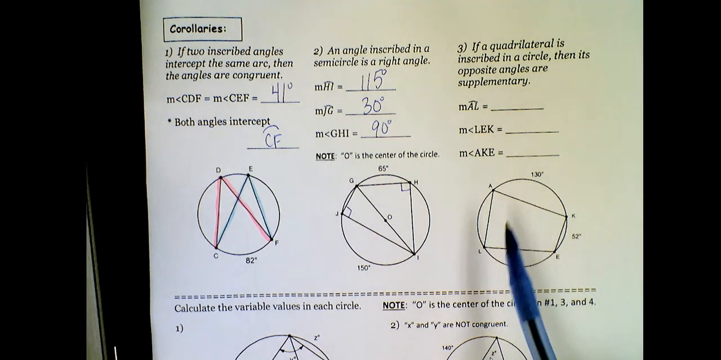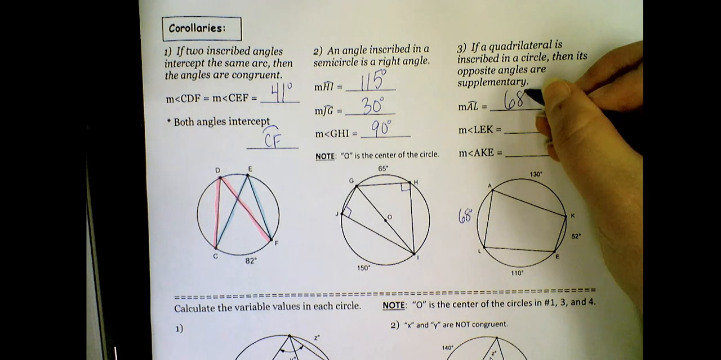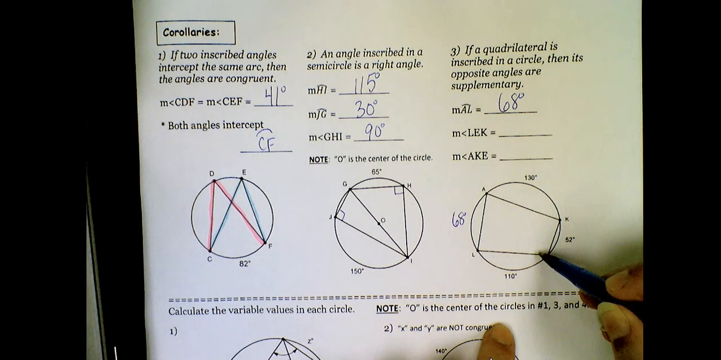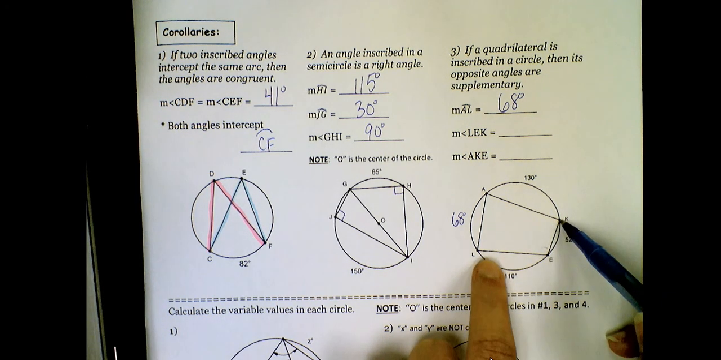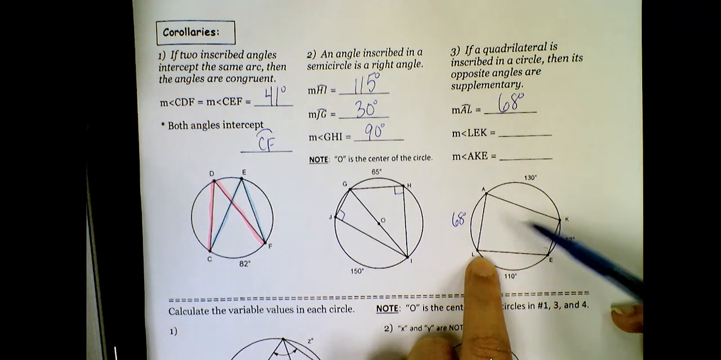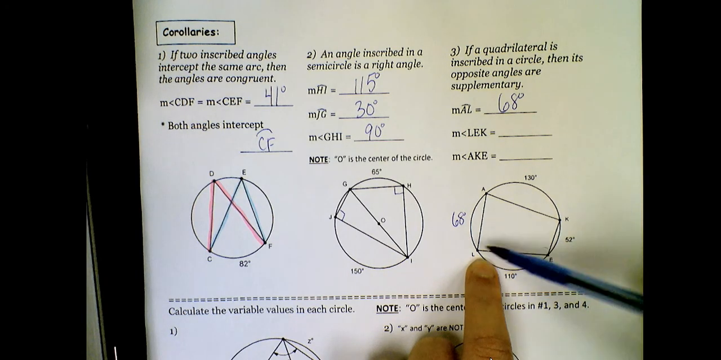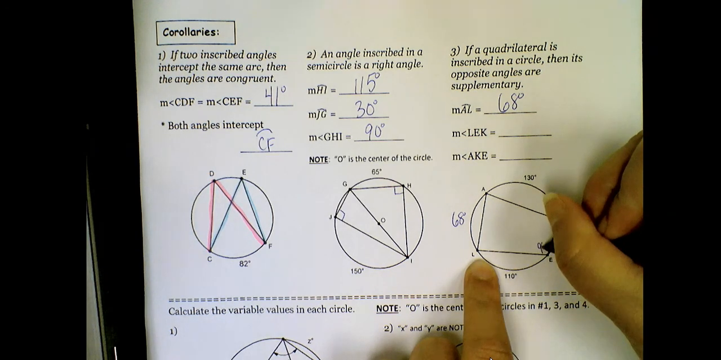First thing we want to do for these examples is find AL. Again, we would take 360, subtract 110, 130, and 52. That would be 68 degrees for AL. Then we're looking for the measure of angle LEK. LEK is this angle here. And if I follow the sides of that angle, it forms this entire arc, 68 plus 130, which is 198. This is an inscribed angle, so it's going to be half of that. So angle LEK here is going to be 99 degrees.